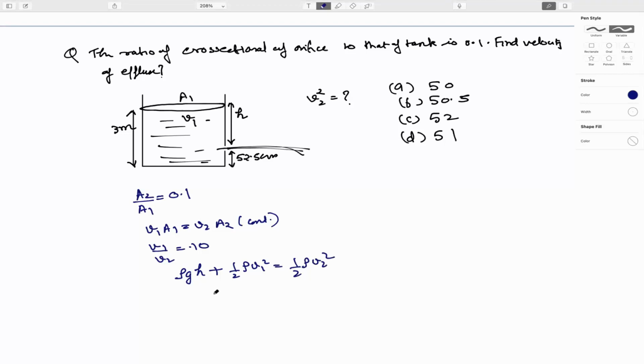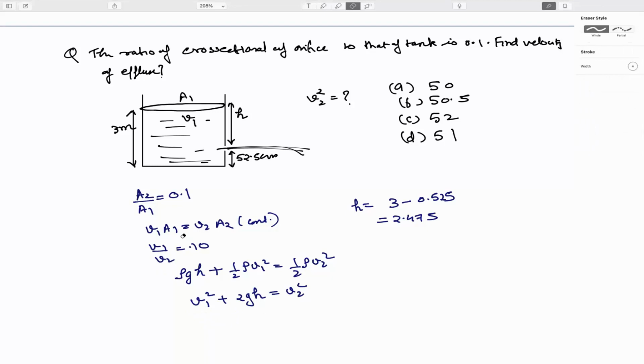H we know. So what h is? 3 minus 0.525, that comes out to be 2.475. Putting it here, we need to find V2 square. Rho will cancel out each other. V1 square plus 2gh is V2 square. So we need to replace V1 with V2. So V1 is 10 V2, so that is 100 V2 square, that is 99 V2 square.